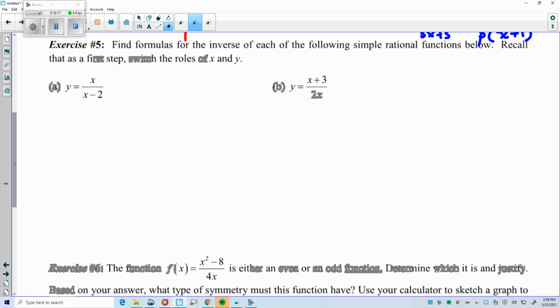Okay. Now we're going to look at inverses with rational functions. So remember, the first step that we did for inverses was we switched the x and y and solved for y. So same thing we're going to do here. So switch the x and y. Now we're going to solve for y. So to solve, I'm going to have to think, multiply each side by y minus 2.